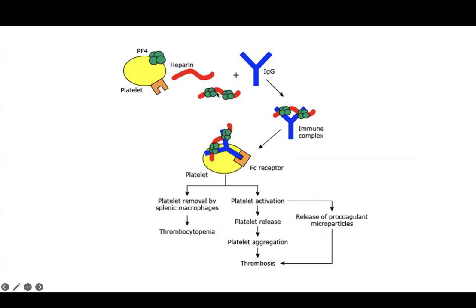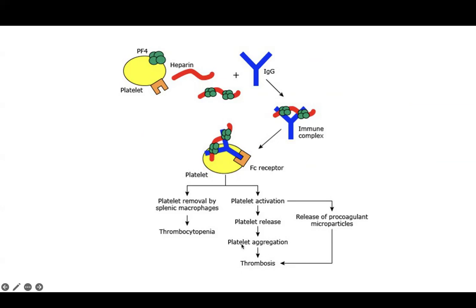To combat this platelet factor 4 and heparin complex, immunoglobulin G is released to form the immune complex. What does this immune complex do? It activates more platelets, which leads to platelet aggregation. So it causes activation of platelet release and platelet aggregation. The more the platelet aggregation, the more will be the chances of thrombosis here.